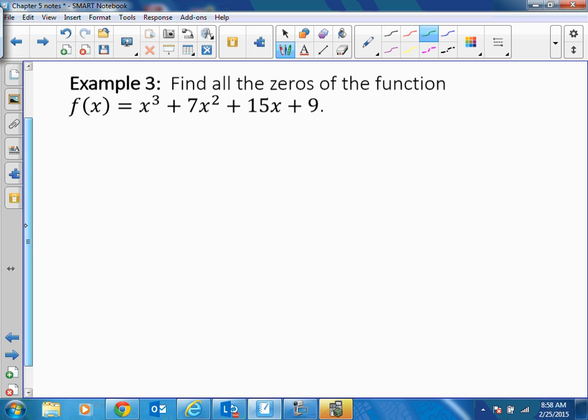This next one says find all the zeros of the function. If you try to factor by grouping, you can't do it. It doesn't work out. But maybe you want to make a list like we did in 5.6. List all your possible zeros. We want factors of 9: plus or minus 1, plus or minus 3, plus or minus 9. At this point, you could guess and check those, or you can put it in your graphing calculator. I'll allow that. So let's put it in the graphing calculator.